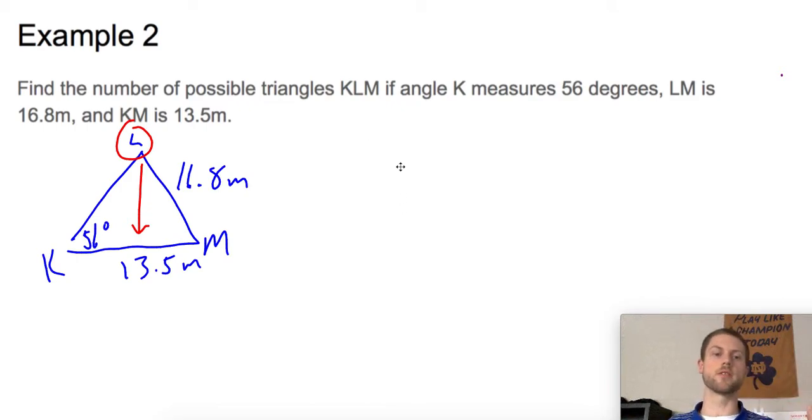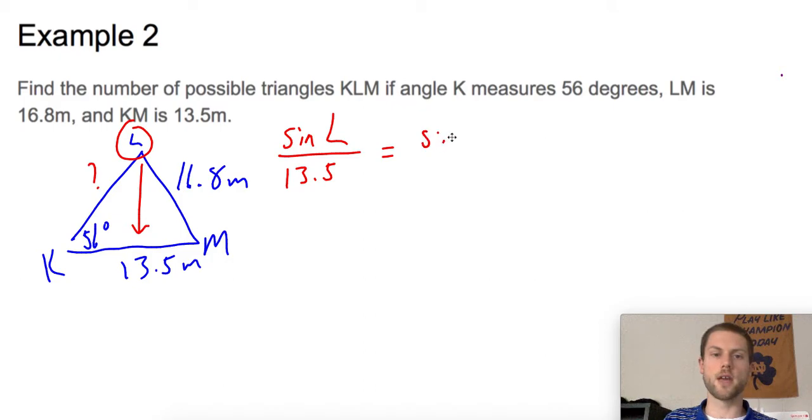If we're using the law of sines, hopefully you can see that I can't use this angle M because I've got no side that's opposite of that angle. So as far as which angle you're using, it's whatever is opposite of some information that's there. So the sine of L over the side 13.5 should equal the sine of 56 over 16.8.